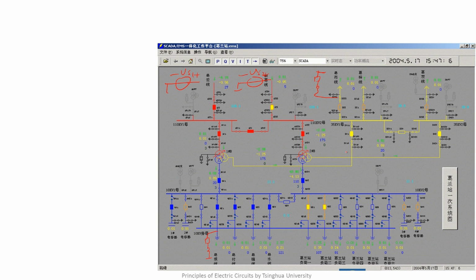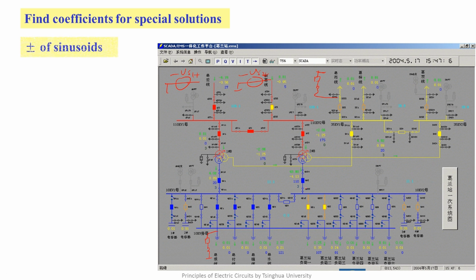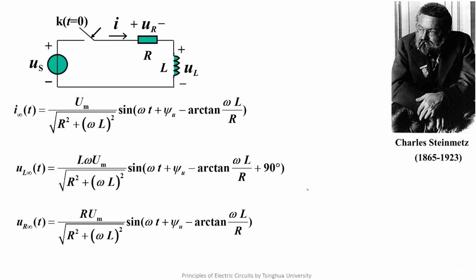There's no easy way to find coefficients for special solutions of these differential equations, to add or subtract sinusoids, to make differentials and integrals of the sinusoids, and to get all the voltages and currents in this circuit, is there? Moreover, it's one of the simplest power substations. It's incredible to analyze the operating condition of the voltages and the currents in the power system in China, even in the world. So what can we do?